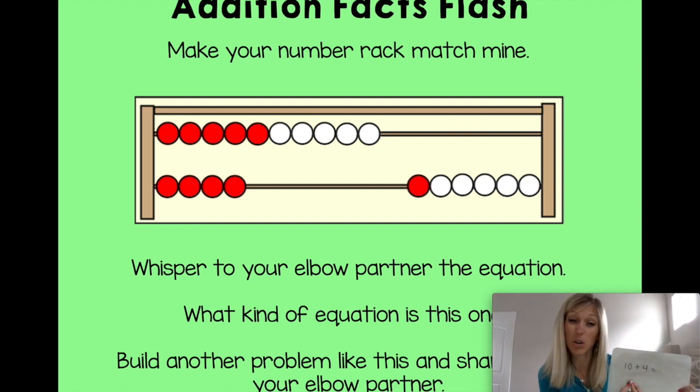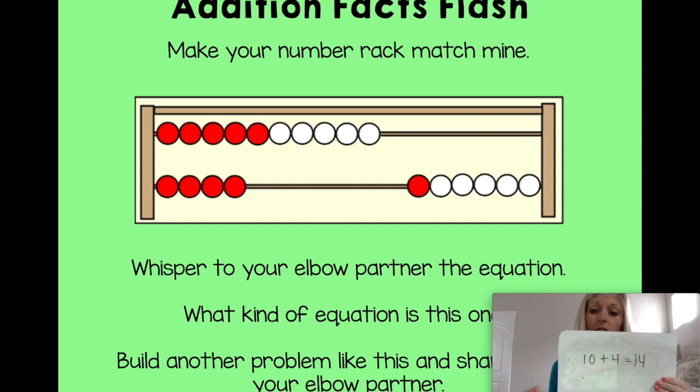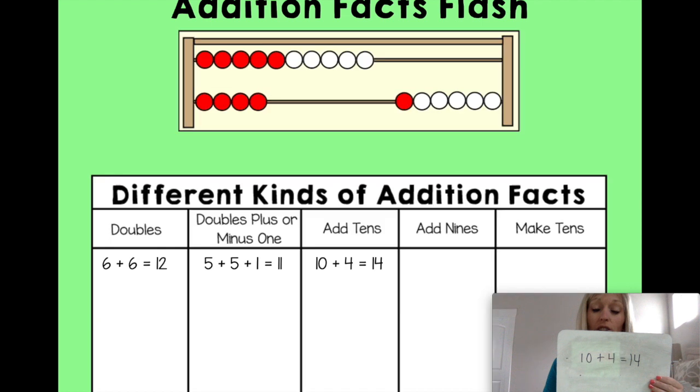And this is like what we talked about before. 10 and some more. So we can add 10s. That equals 14. 10 and some more equals 14. This addition strategy is called add tens. So we're adding 1s to our 10. So 10 and some more. Add 10s.